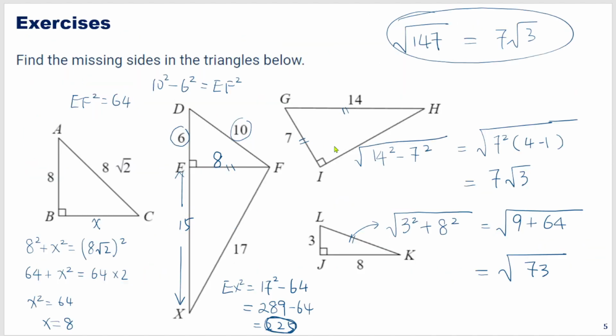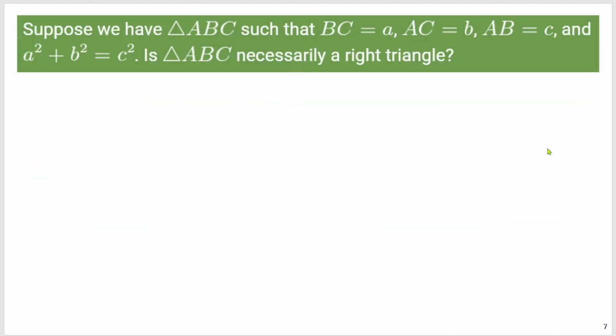Okay, let's have a look at this question. So the question is, suppose we have a triangle ABC such that BC equals A. Okay, suppose you have a triangle like this. A, B, C. BC equals A. AC is B, and AB is C. And we know A squared plus B squared equals C squared. Question is, is triangle ABC necessarily a right triangle?